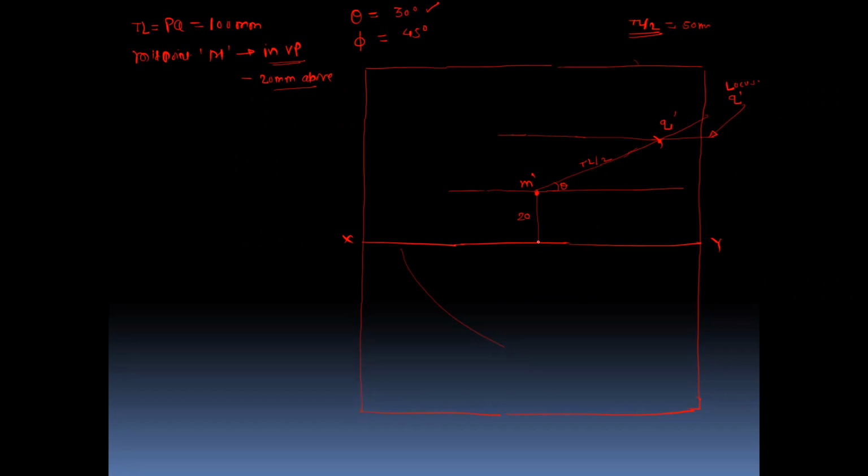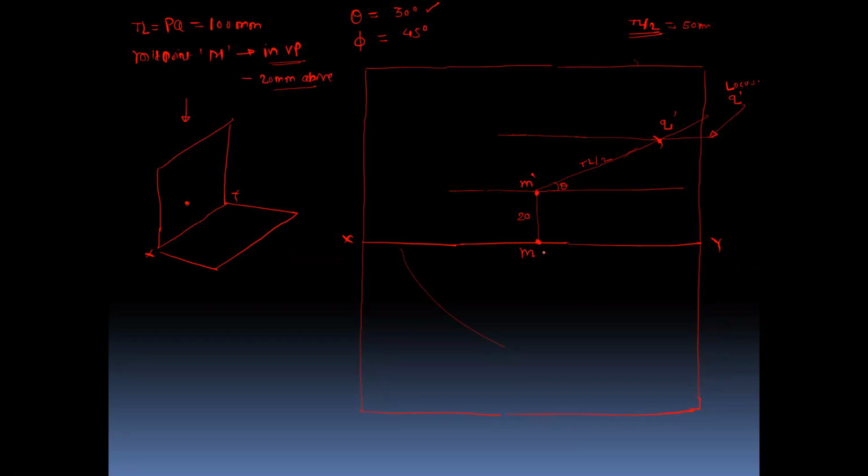Now after M dash, locate the point on the XY line. So this point will represent the top view of the point M, because the point M is lying in the vertical plane. If you observe the three-dimensional representation, the point M is in the vertical plane. So if any point is in the vertical plane, its top view will lie exactly on the XY line. So just draw one vertical line from point M dash. Its intersection on the XY line will give the point M, that is the top view.